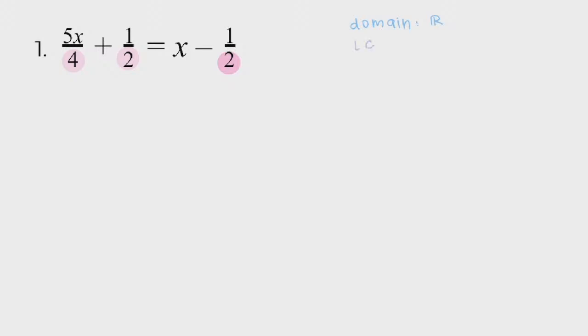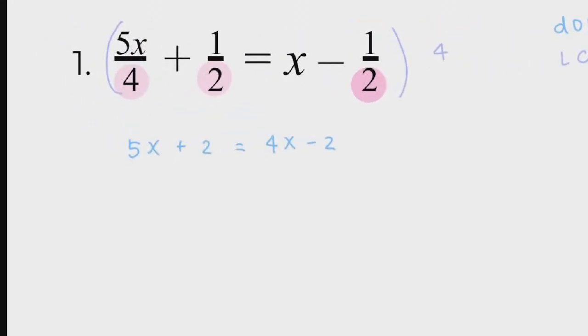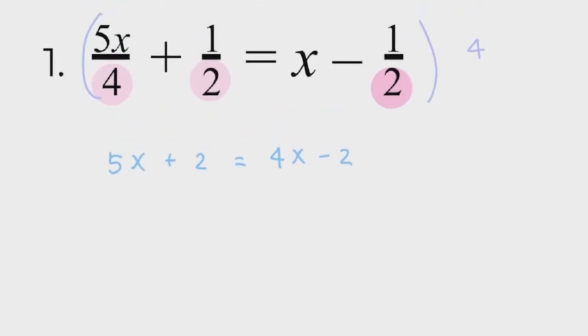Next, we want to find the LCD. So looking at the denominators, we have 4, 2, and 2, so the least common denominator is going to be 4. So I want to multiply everything in the problem by 4. So 5x over 4 times 4 is going to be 5x. 1/2 times 4 is going to be 2. x times 4 is 4x. And negative 1/2 times 4 is negative 2. So now our equation has no fractions.